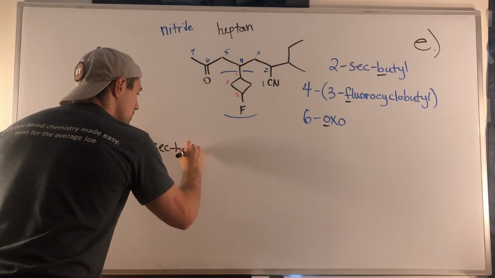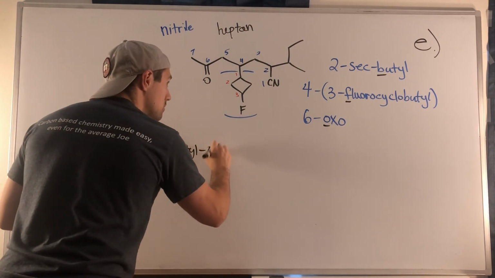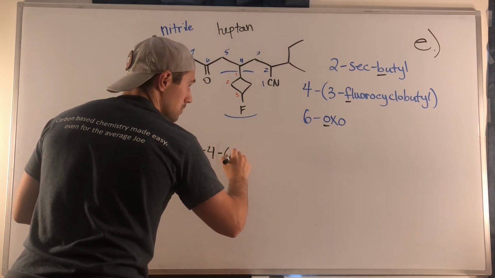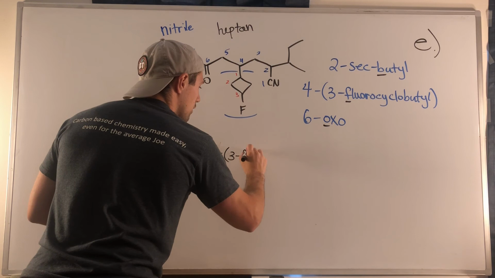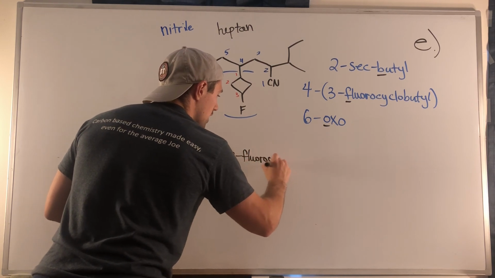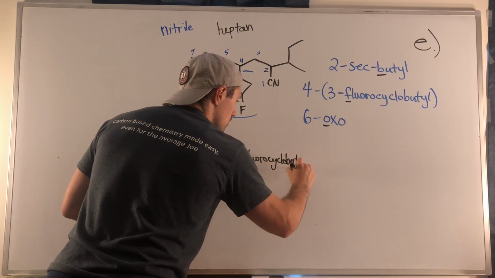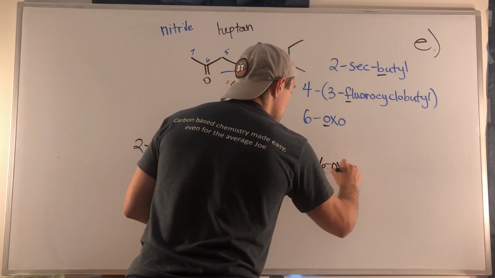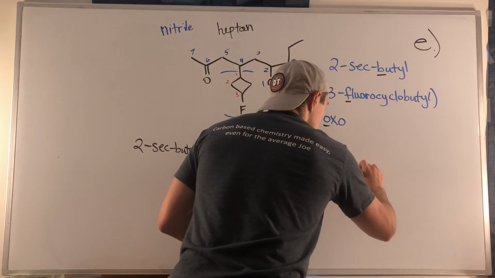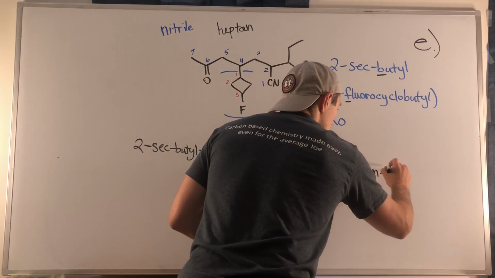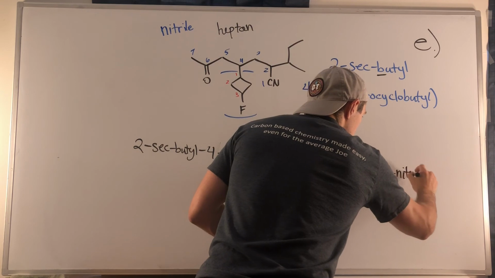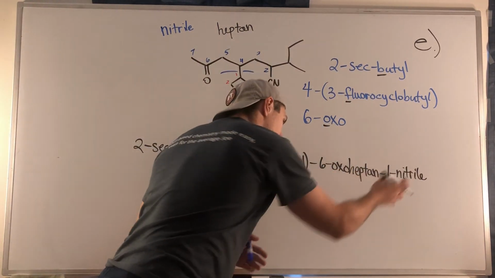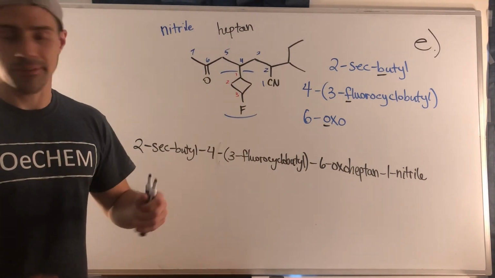So we got 2-sec-butyl, then 4-(3-fluorocyclobutyl), and then 6-oxo, and then we got heptane. We can do 1-nitrile. Again, the 1's redundant, but it's weird to have 2 N's in a row, so I like it that way.